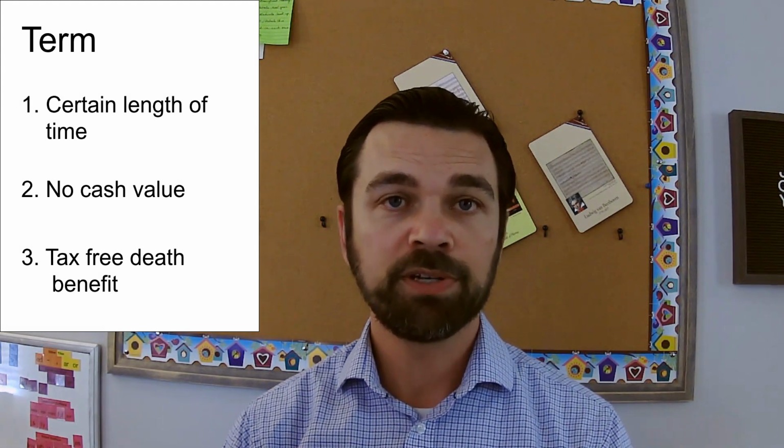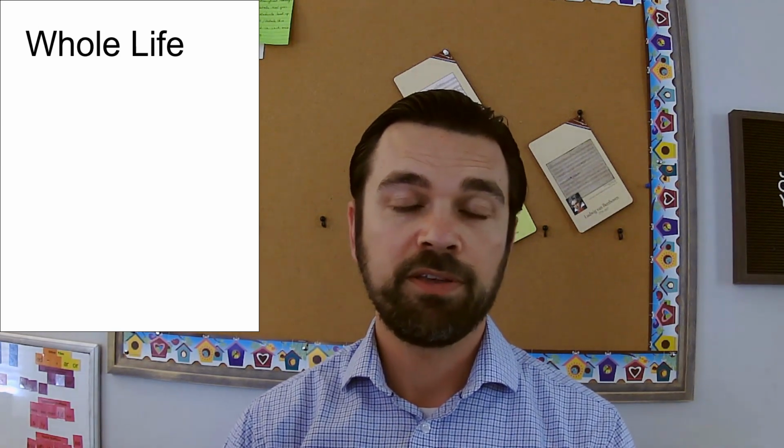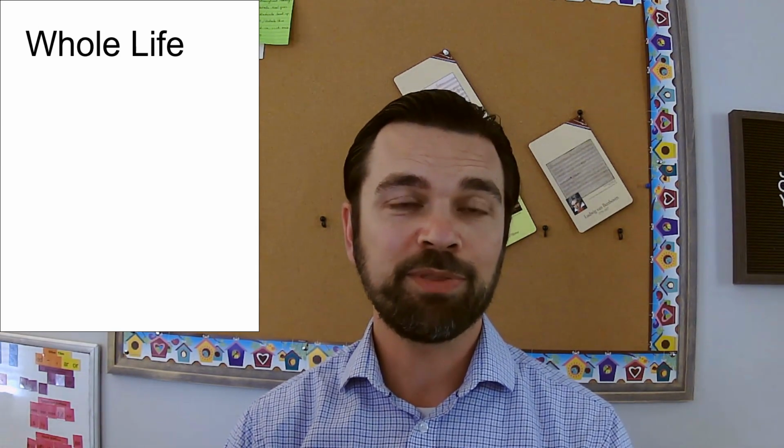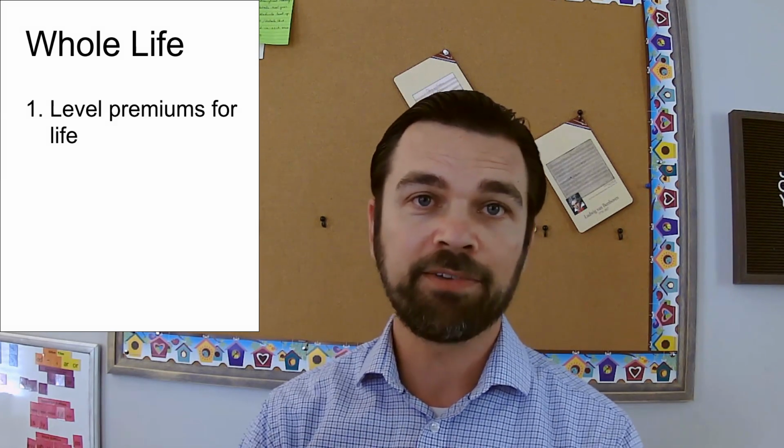So that's term insurance. The second type is whole life insurance. Now, this should be pretty straightforward. It gets its name from the fact that once you get it, it's expected that you have it for your whole life. It lasts for your entire life.